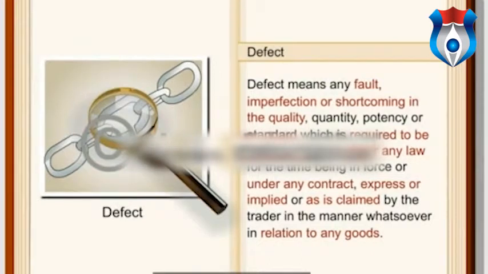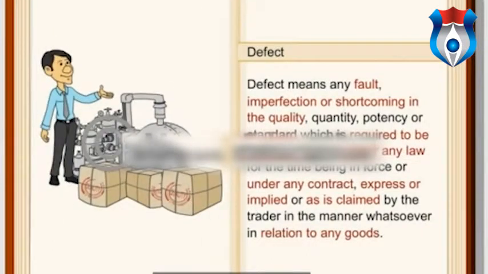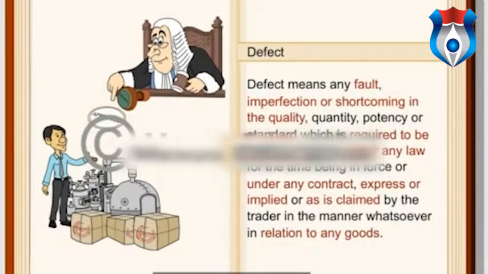Defect. Defect means any fault, imperfection, or shortcoming in quality or purity of goods in comparison with a set standard. Genuineness of goods is maintained by setting standards. In some cases, the standards may be prescribed by laws.